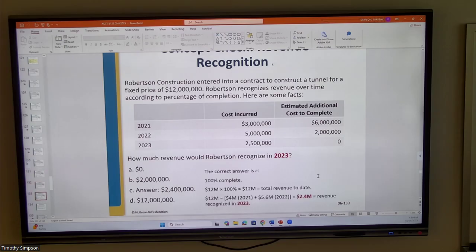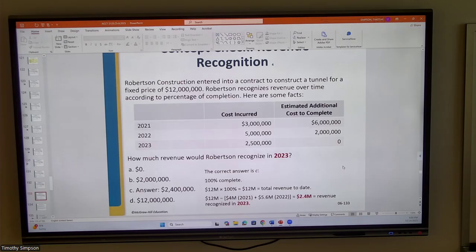And then at the end of 2023, it's the rest that remains. So it's the 12 million minus what's already been recorded: 4 million in the first year, 5.6 million in the second year. The residual is 2.4 million, and that we earn in the final year, 2023. That's the last year of the project. And so we've finished the project. It's done. We've zeroed it out. We've gone down the road, and everything is fine and dandy, right?